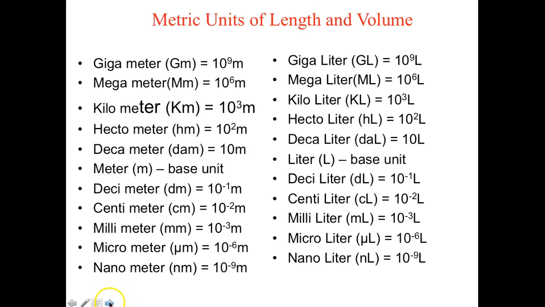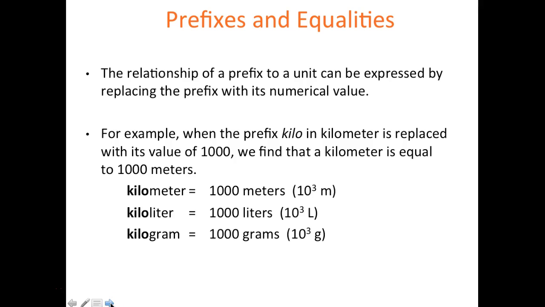So, continuing where we left off, we're still on chapter 2, section 2.3. We were talking about the conversions or the equalities between the different units, the prefixes. So 1000 meters is a kilometer, 1000 liters is a kiloliter, 1000 grams is a kilogram, and so on. The prefix kilo has a numeric value of 1000 compared to the base unit.